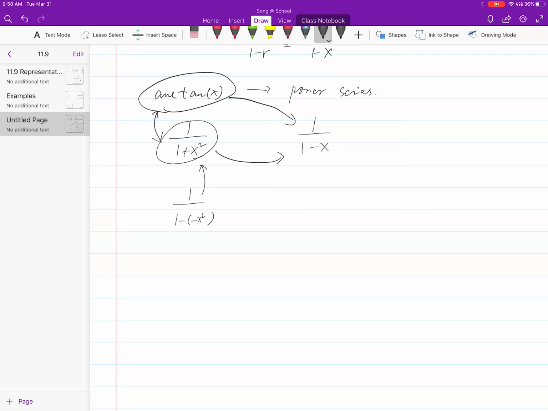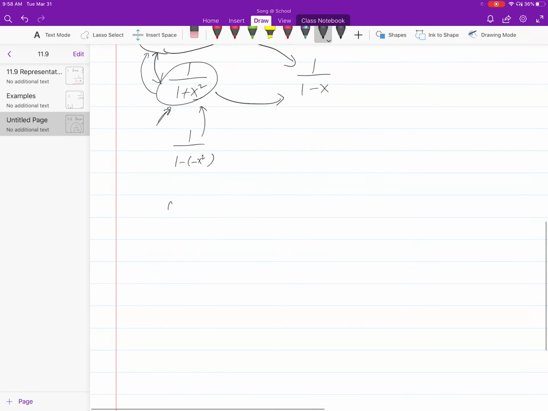This one here is going to be the derivative of arctangent. Once I know the power series of this one here, to find the power series of this one, all we need to do is just take the antiderivative from here. Then we will be able to find this one. Okay, so let's actually do the logic here.